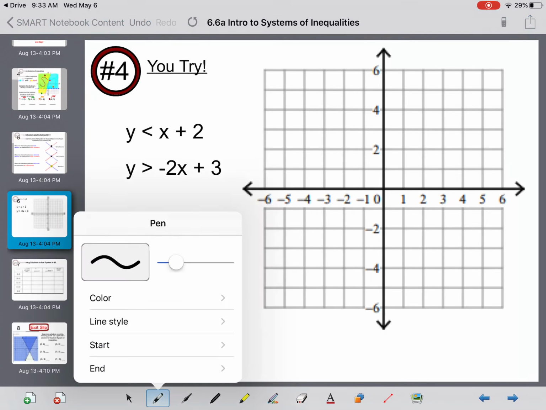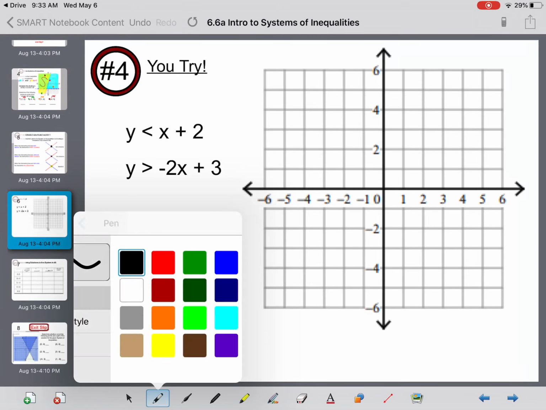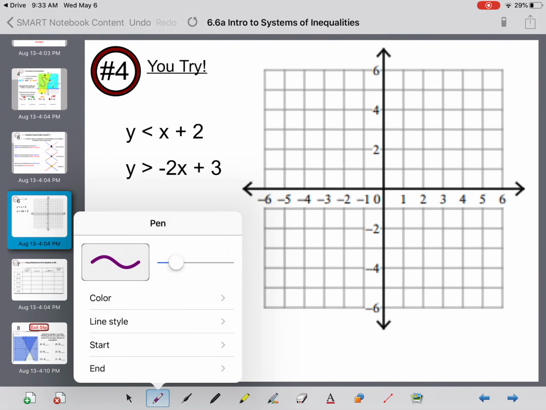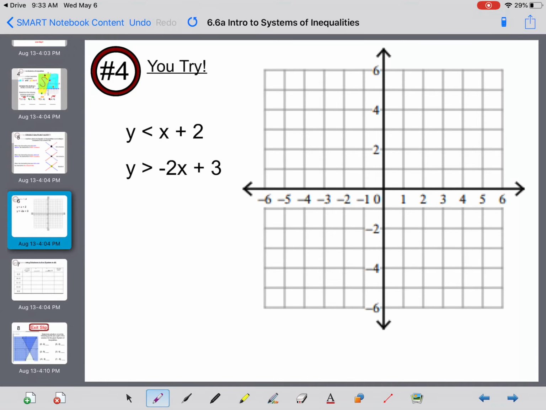Number 4. Again, we're going to plot 2 inequalities and complete our shading. So here we have y is less than x plus 2. Again, your m value is really 1 over 1, and our b value is 2. So let's start at 2 and follow the slope of up 1, right 1.